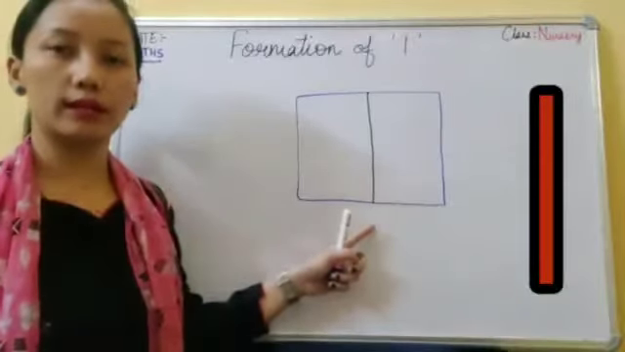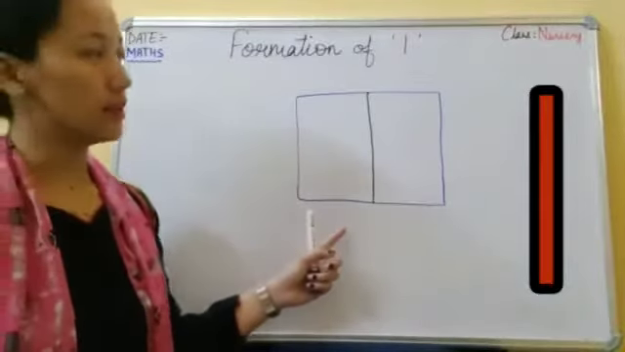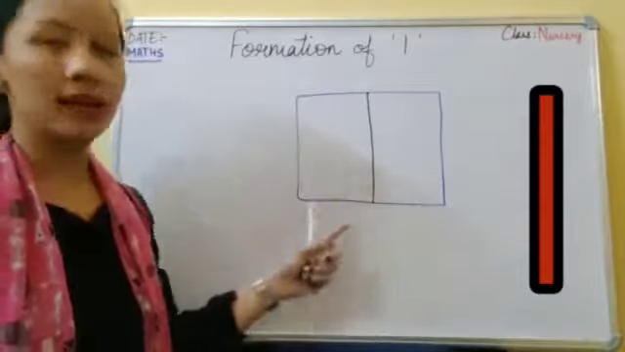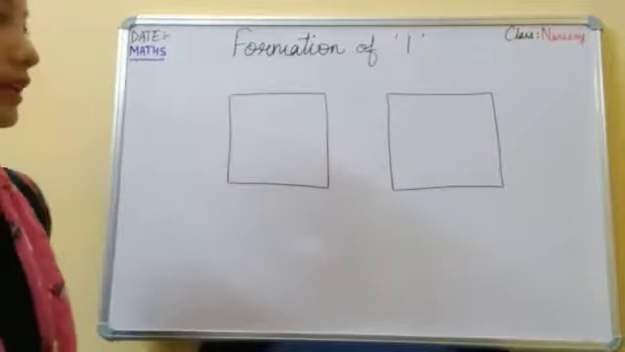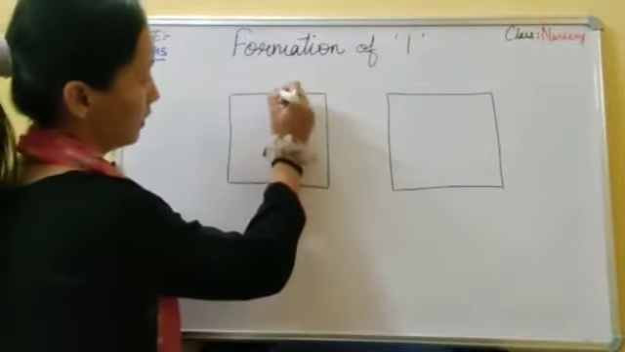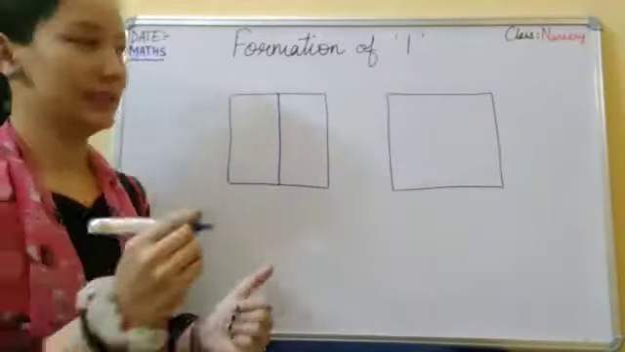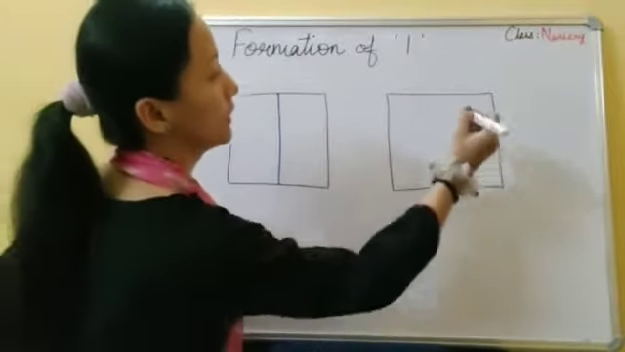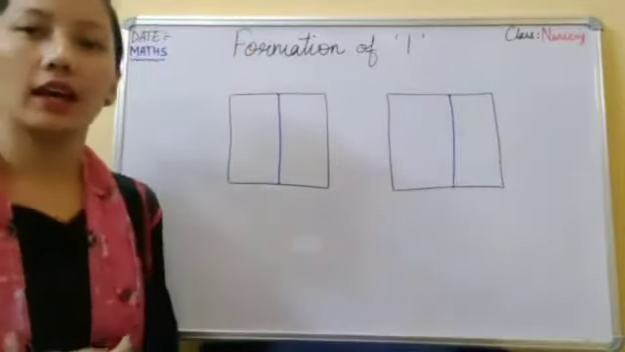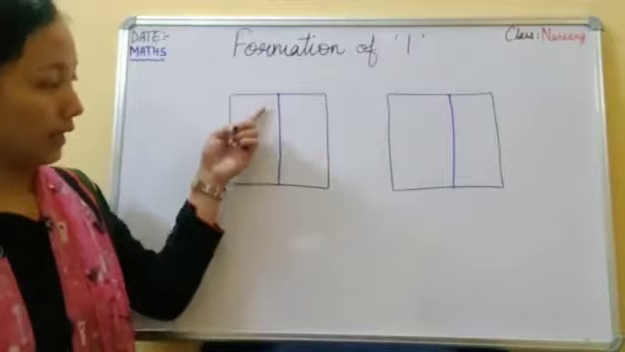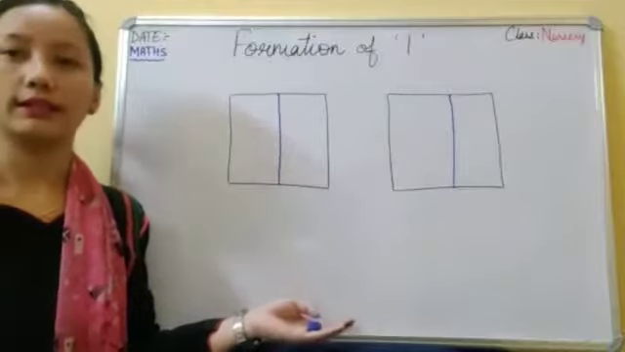Okay, students. Whenever you write number, you will write inside the box. This is number 1. Straight line. Okay, students, now let's try to write number 1. We will start at the top, straight down. 1. Let's do another one. Start at the top and straight down. You will start from the top line and touch the bottom line. This is number 1.